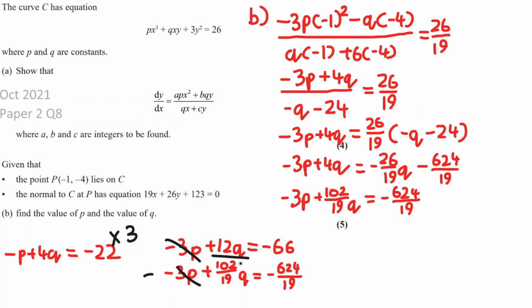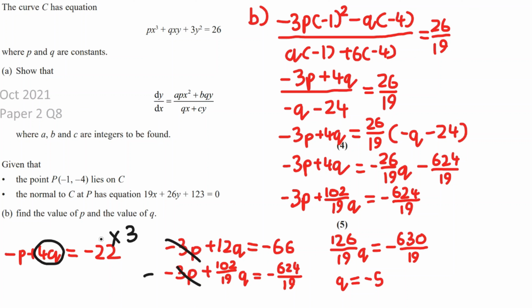And then this 12q minus 102 over 19q is going to be 126 over 19q, and then minus 66 minus 624 over 19 is going to be minus 630 over 19, and then divide both sides by 126 over 19. So q is equal to minus 5, and then we can simply find what p is by subbing this q value back into this simultaneous equation over here.